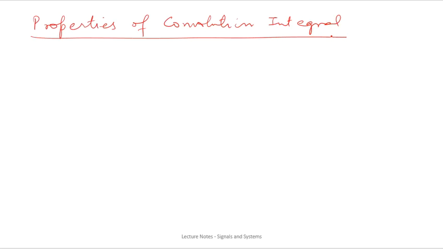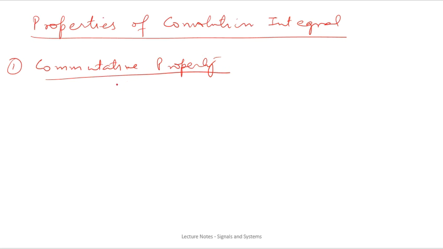To start with, the first property is called the commutative property. The convolution operation possesses the commutative property, which is written in this way: x(t) convolution h(t) will be equal to h(t) convolution x(t). This property implies that the roles of the input signal and the impulse response are interchangeable. So we can interchange these two different signals x(t) and h(t).